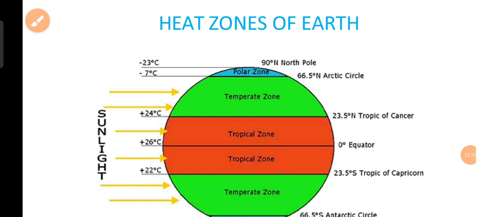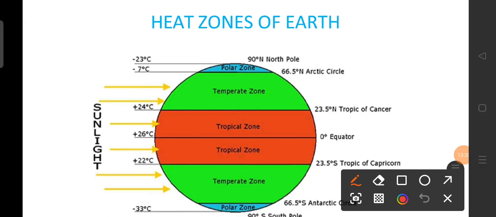So now we see heat zones of the earth. So heat zones of the earth. Here the angular division is given.